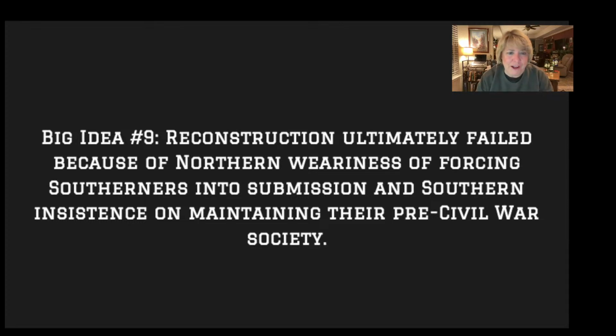Reconstruction ultimately failed because of Northern weariness of forcing Southerners into submission and Southern insistence on maintaining their pre-Civil War society. So this leads us to the election of 1877, and that's what we've been talking about the last couple days in class, so I don't need to go too in-depth. Essentially, the panic of 1873 is going to hit. An economic panic is going to hit our country, and that's going to have devastating effects, not just in the South, but in the North as well.